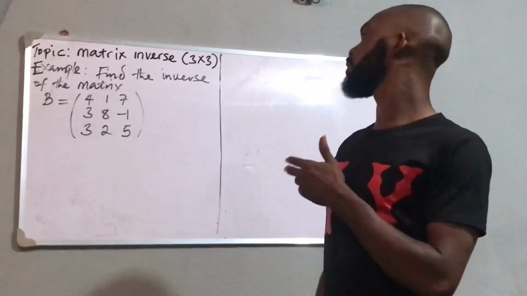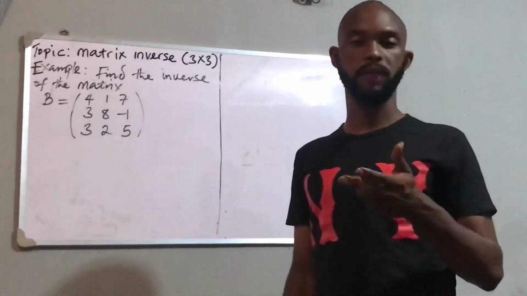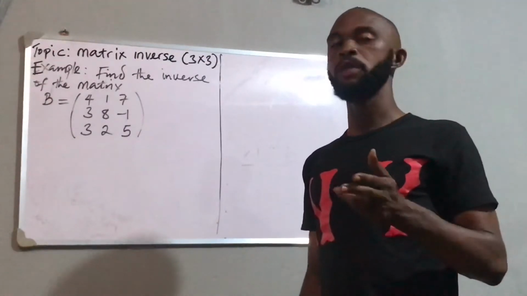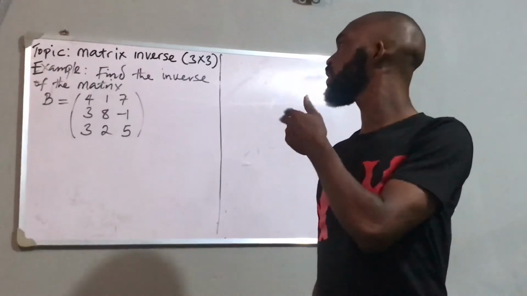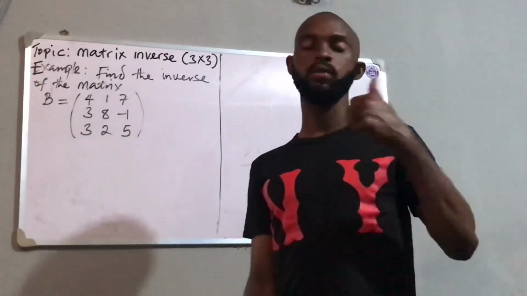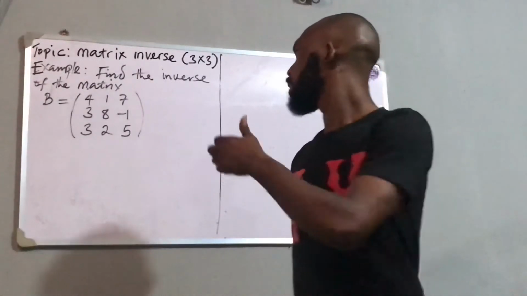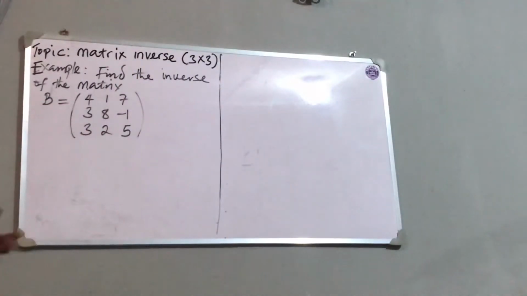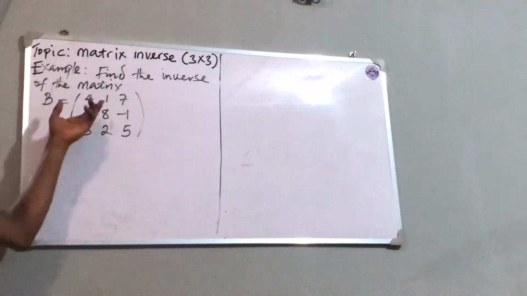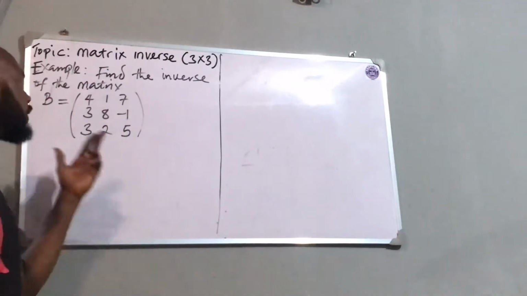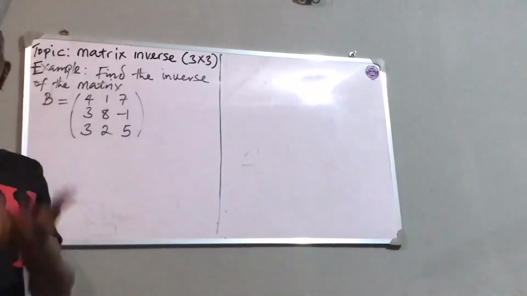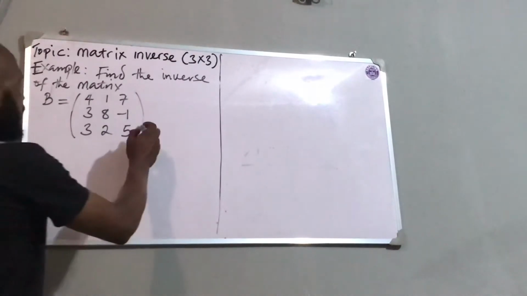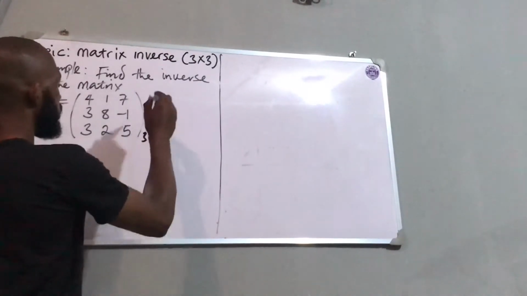Today we'll be talking about matrix inverse of 3 by 3. If you need to see the video for matrix inverse of 2 by 2, just watch my previous post. If we need to find the matrix inverse of 3 by 3 in any matrix, this is a 3 by 3 matrix because it has 3 rows and 3 columns. So we'll call that a 3 by 3 matrix.